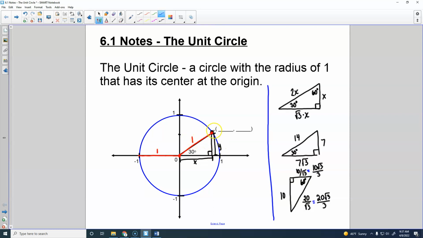So we know the hypotenuse. What are we going to do to find the shorter leg? That's what you want to look for first. Divide by 2. So for that, we are going to get 1/2. So that means my y-coordinate of this point is going to be 1/2.